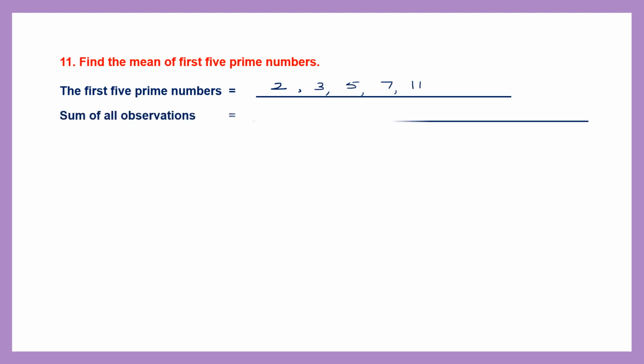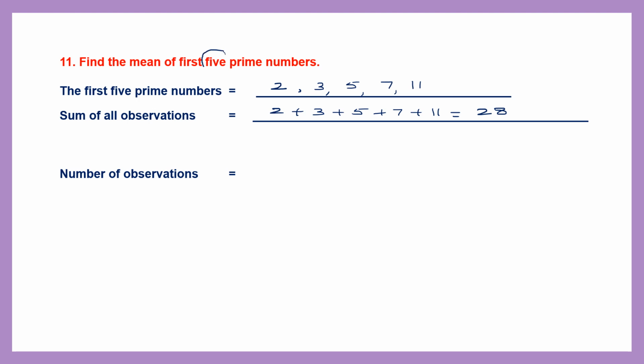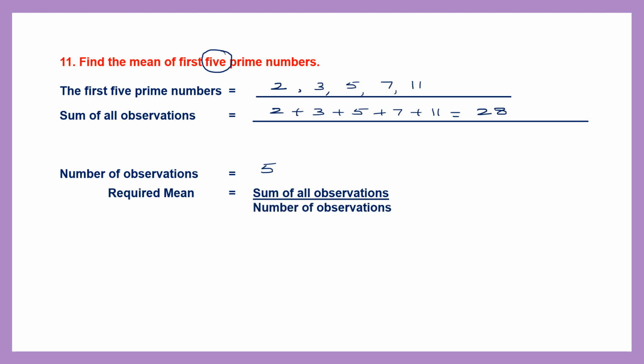So let's begin the first step: sum of all the observations. 2 plus 3 plus 5 plus 7 plus 11. Now the sum of all this is 28. So we have the sum of all the observations. Next step, we have to write the number of observations, and the question itself says there are 5 observations. So the number of observations is 5. Now we have to find the required mean, which is sum of all observations divided by the number of observations. So 28 divided by 5.